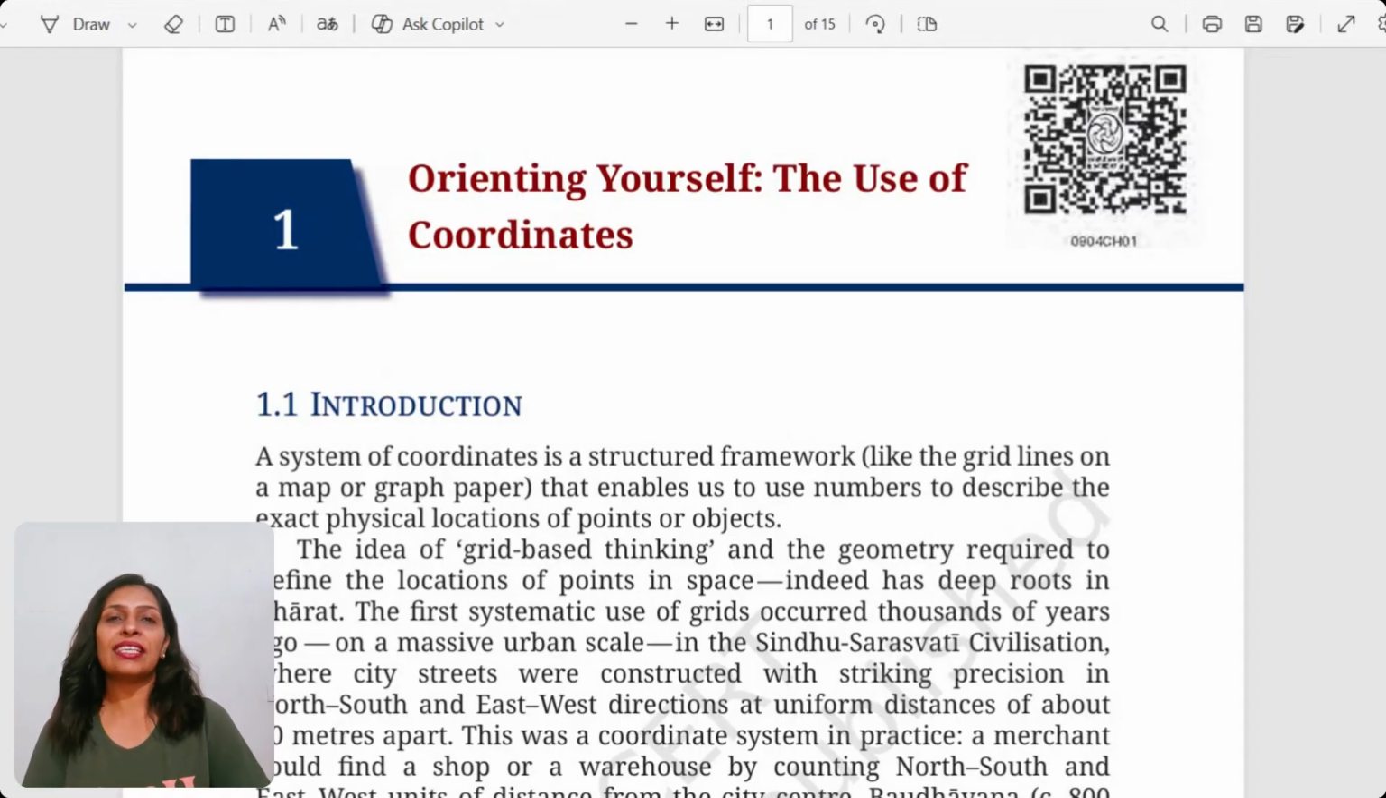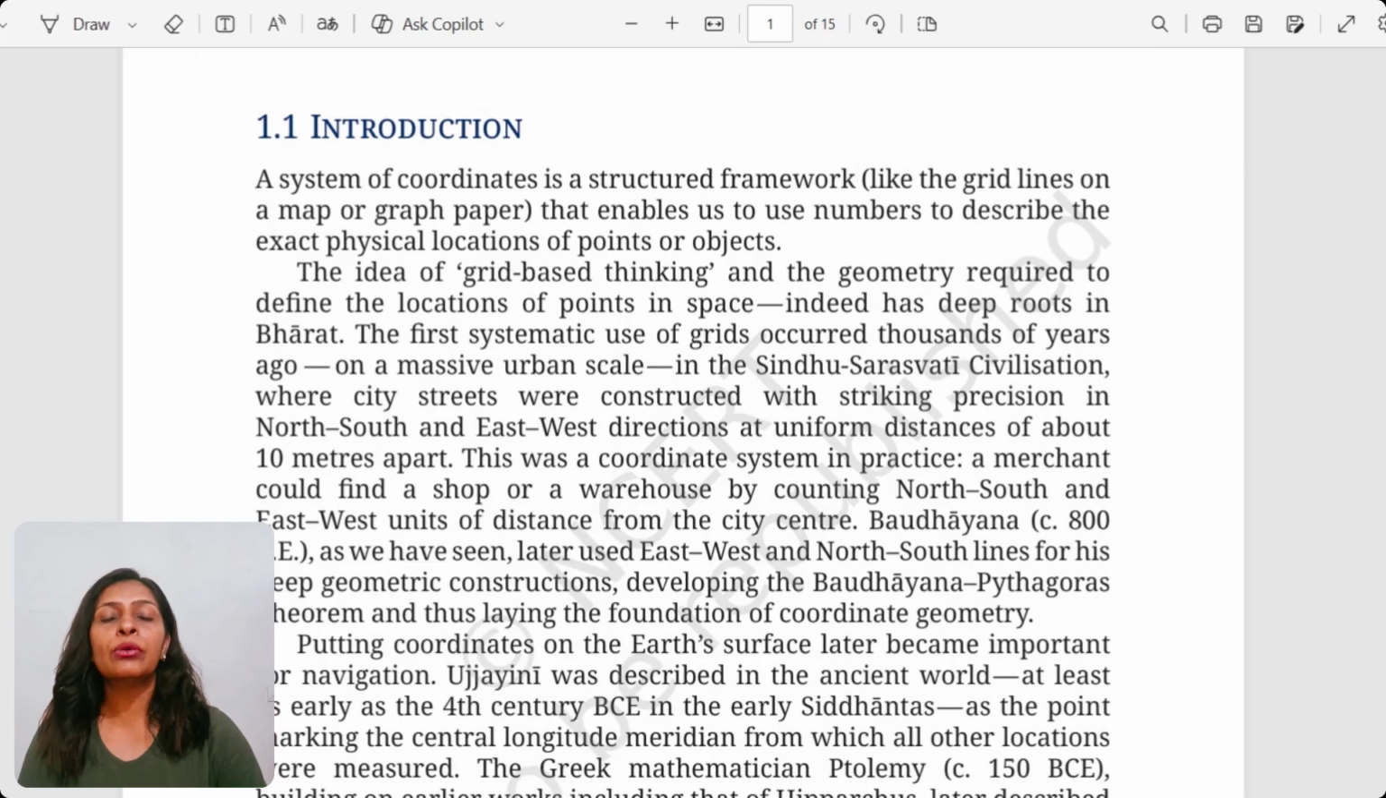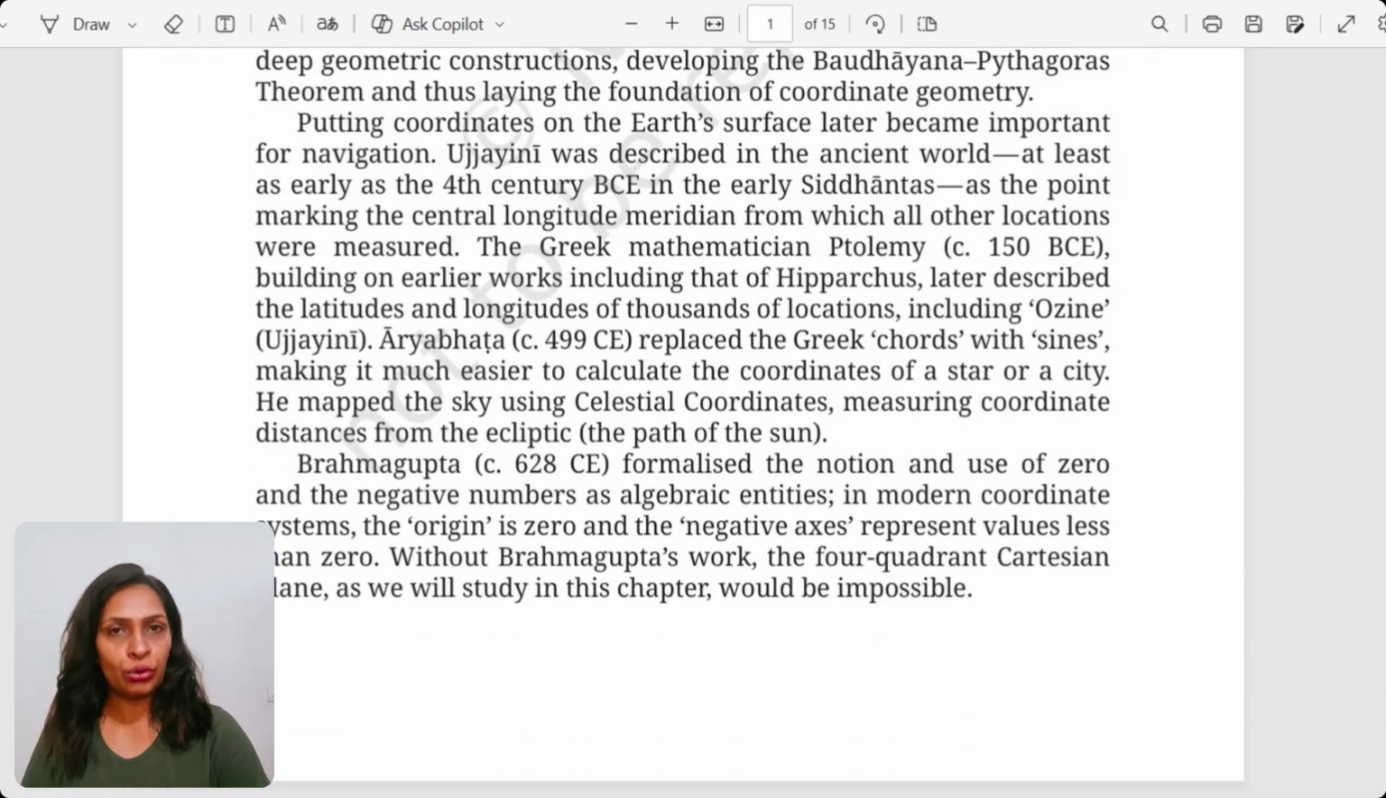So we are going to start with the first chapter from the ninth grade textbook, that is Ganita Manjari. The chapter 1 name is Orienting Yourself, the Use of Coordinates. All right, so you can see on the screen, I'm already sharing the book with you. Here we are going to cover the whole chapter in micro videos, micro lessons rather, right?